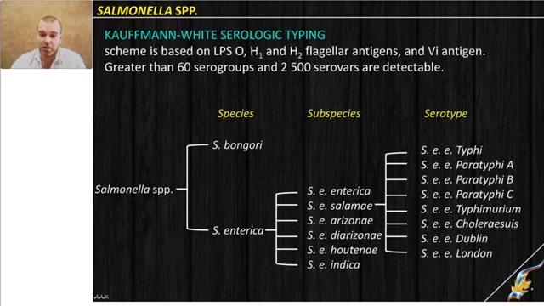And in general we have a huge number of different serotypes. They are named by the disease they can cause, or by the geographic region where they were first identified, or by the type of animal which is affected by this bacteria.